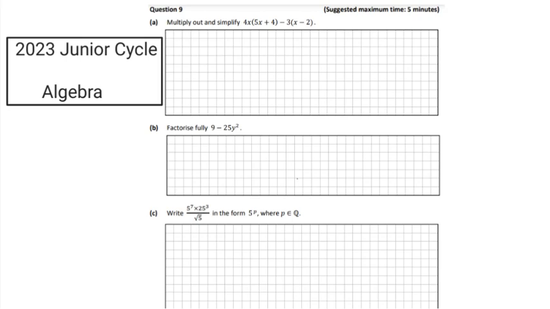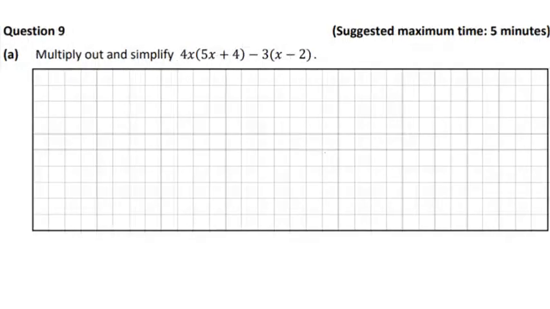We're on to question 9. This question involves algebra, multiplication, difference of two squares, and indices. So let's get started. First of all, let's distribute our outer values, multiply in, and then we will simplify by summing up the outputs.